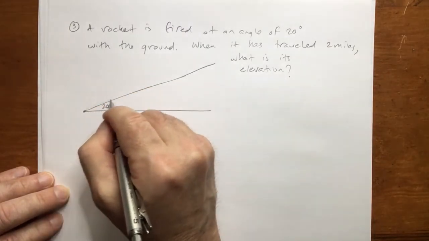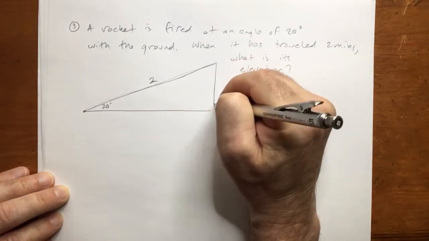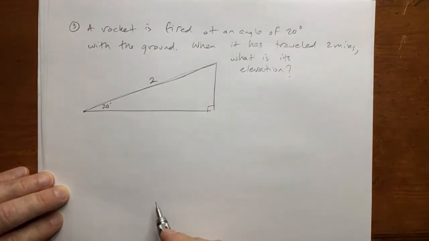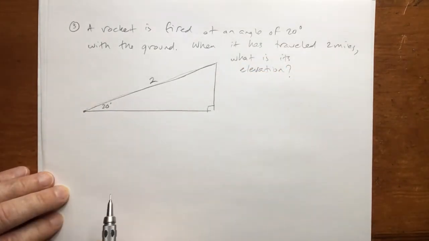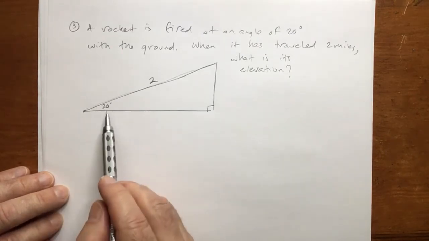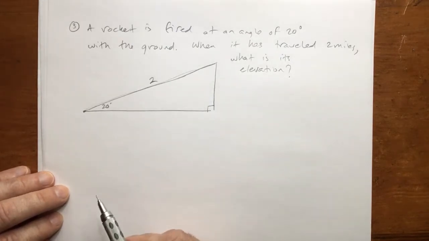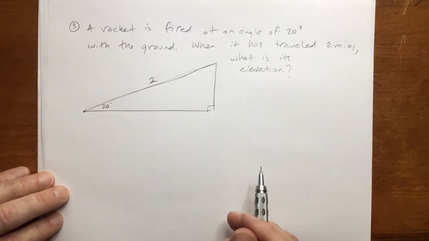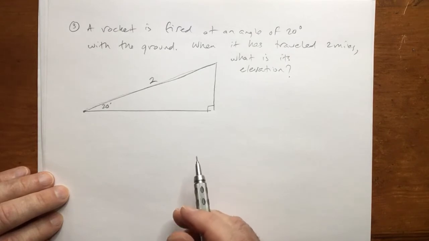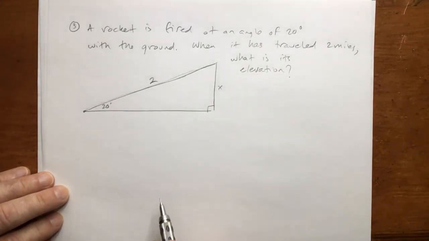So this would be the distance traveled here, so that's 2. Its elevation would be perpendicular to the ground, so we get a right triangle. And we have to ask ourselves, is this a special right triangle? And no, maybe a 20, 70, 90, and that's not special at all. So we'll have to resort to trig and our calculators. Okay, and so we want x, the elevation.